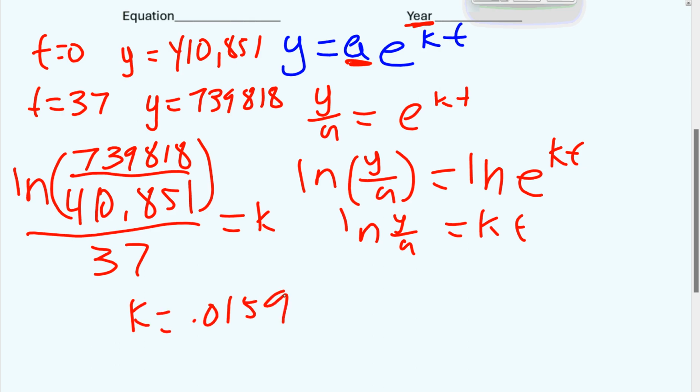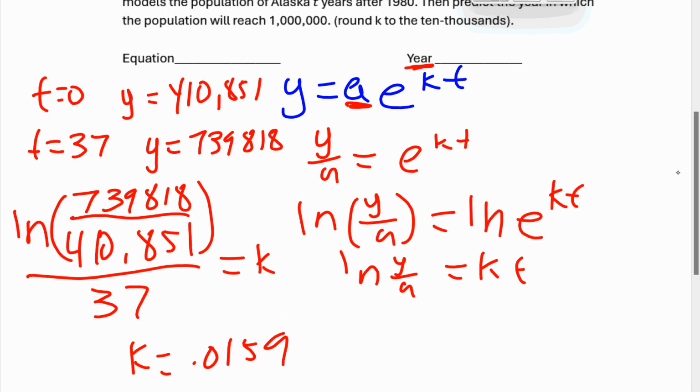And now I can use that. Now I can solve for t on this separate equation. If I write my equation, I now have my k. So y equals my a, which is 410,851, e raised to my k, which is 0.0159 t. So there's my equation, and I can plug in any t, or I could plug in a y and solve for t, and that's what this last part asks us to do.